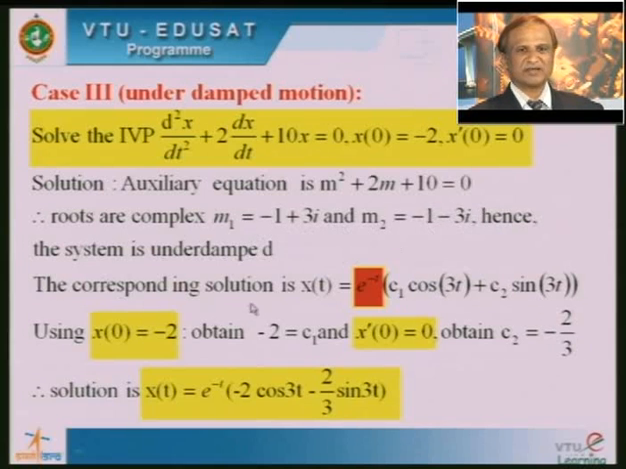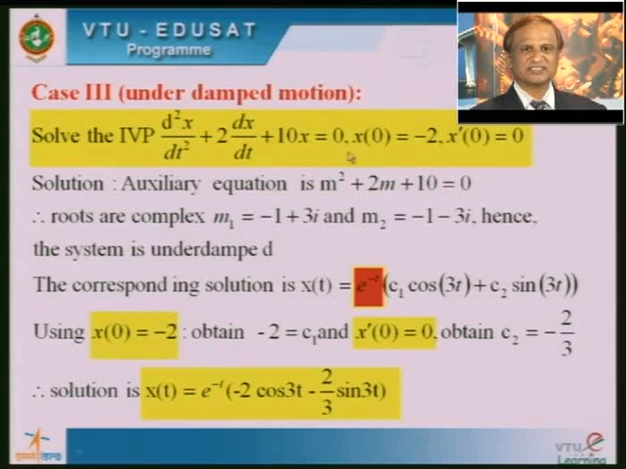Therefore the solution can be written in the form of e to the power minus t. Why is it minus t? Because roots are complex, they can be written as alpha plus i beta, alpha minus i beta. The value of alpha is minus 1. That's why, according to the superposition principle, we can write e to the power minus t into C1 cos beta t plus C2 sine beta t, where the value of beta is 3.